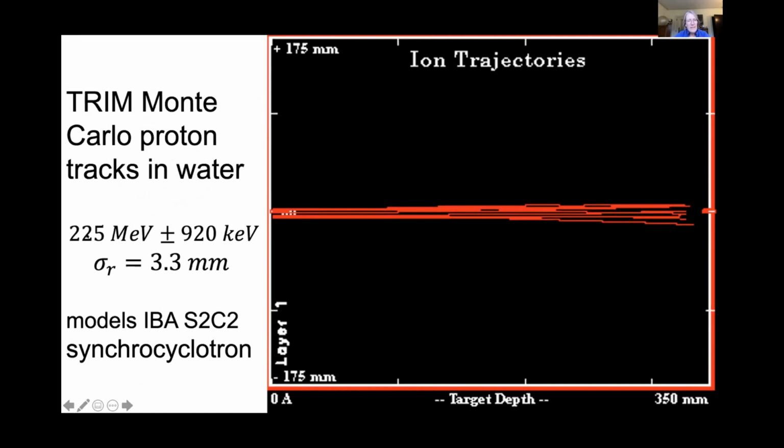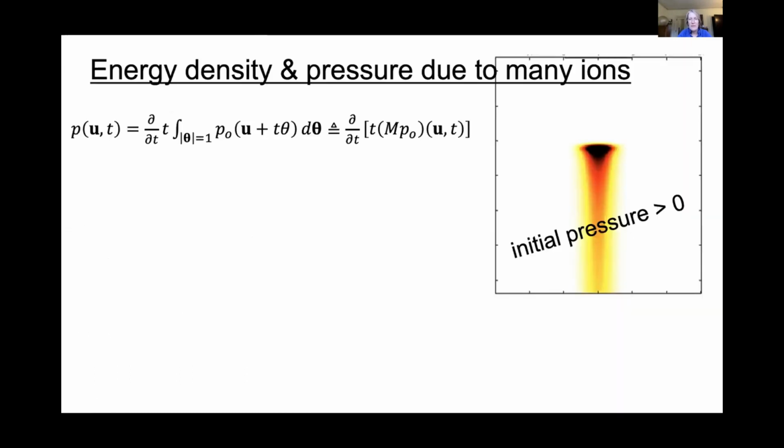They don't all have exactly the same starting energy, so there's a bit of a standard deviation in the energy. So you expect a bit of a difference in the depth that they travel. And additionally, they scatter as they slow down, so they spread out a bit. Okay, so the simulations I've done, I'll show you shortly, were to model a clinical synchrocyclotron that we've done work with.